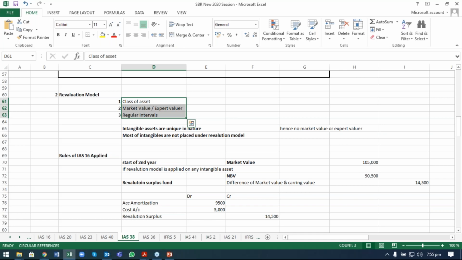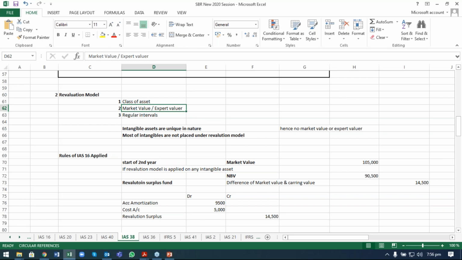For example, I have an office, and that office has 10 properties, and the company wants to revalue just one property. The company is prohibited from revaluing only one property. The company has to apply the revaluation model across all the 10 properties, right? That means class of assets. Second is, there must be a market value or an expert value available.